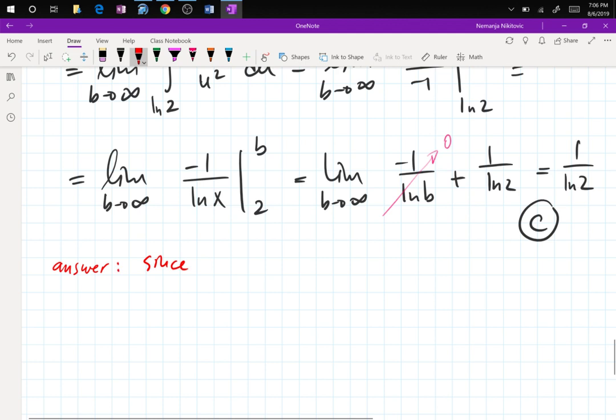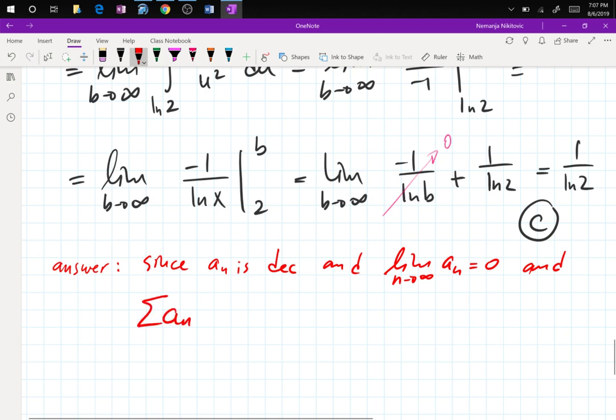Since a_n is decreasing and limit a_n is equal to 0, and summation a_n from 2 to infinity converges, we saw by integral test, the series summation 1 over n ln squared n converges absolutely, so absolute convergence.